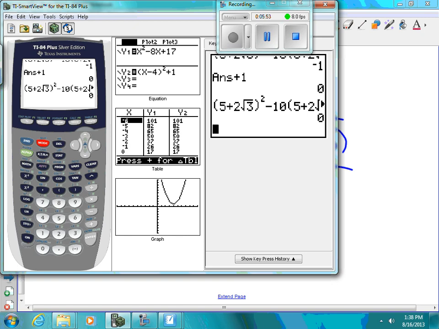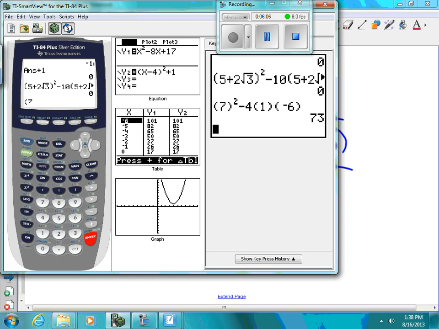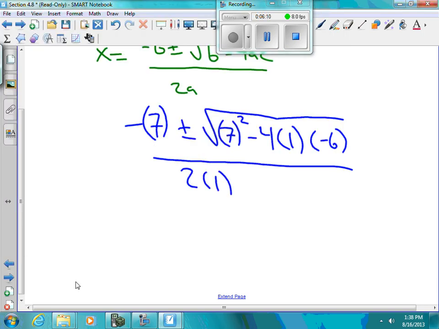We're just going to compute b squared minus 4ac, which in this case is 7 squared minus 4 times 1 times negative 6. We get a positive 73, so we simplify all that to a positive 73. And obviously the opposite of 7 is negative 7. I dropped the parentheses there. So it's negative 7 plus or minus the square root of 73, over 2.